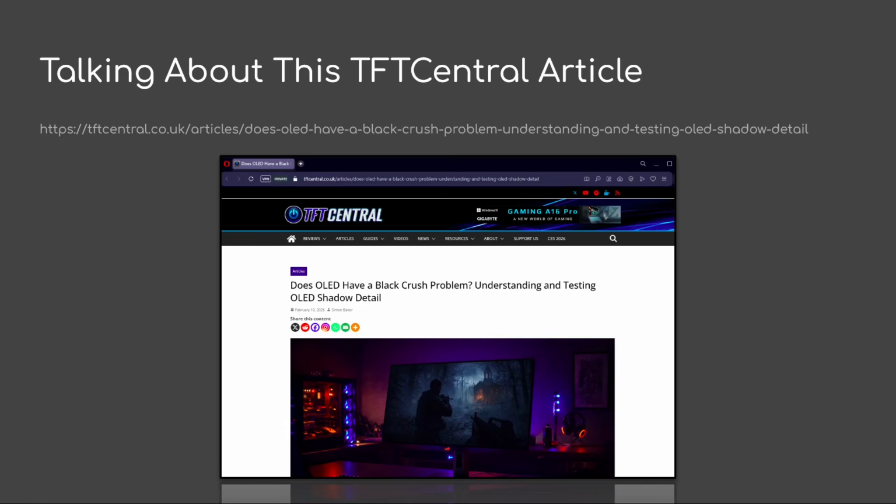Today we'll be talking about this TFT Central article. Does OLED have a black crush problem? Understanding and testing OLED shadow detail.